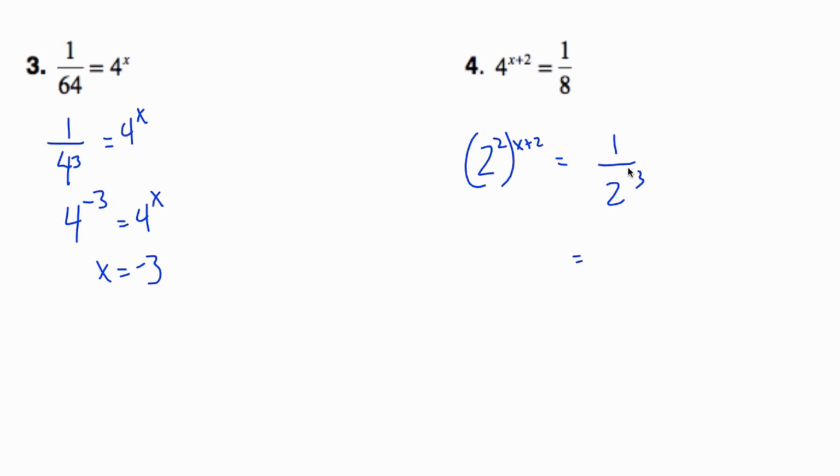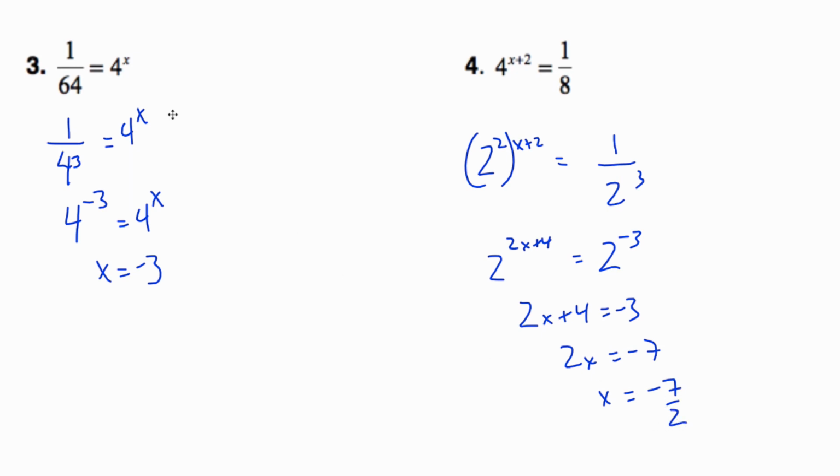If I rewrite this with the 2 on the top of the fraction, if I move this up, this becomes a negative value. Using my exponent rules, it's 2 to the 2x plus 4, because I just multiply those exponents. And so now I can make the equation 2x plus 4 is negative 3, 2x is equal to negative 7, and so x is negative 7 over 2.